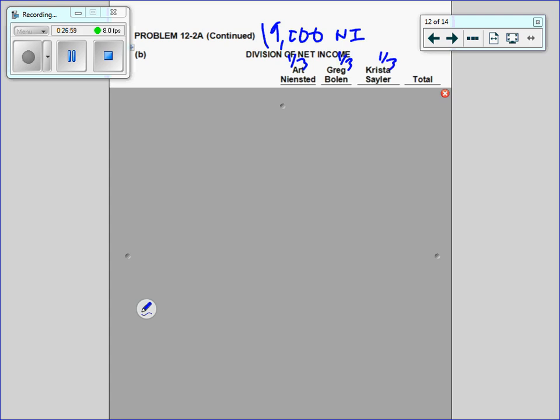Let's start with, it always begins with salary allowance. So only one partner in that third scenario was receiving a salary allowance. So Nienstead's 15 plus each of the other two's 0 equals 15. We do not have much net income left, do we? We only got $4 grand.